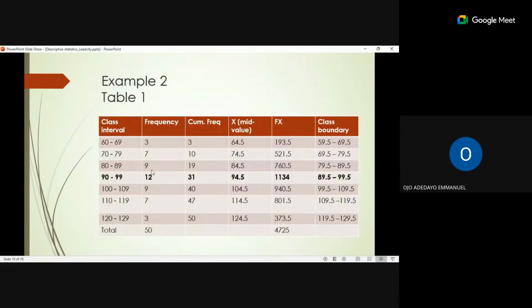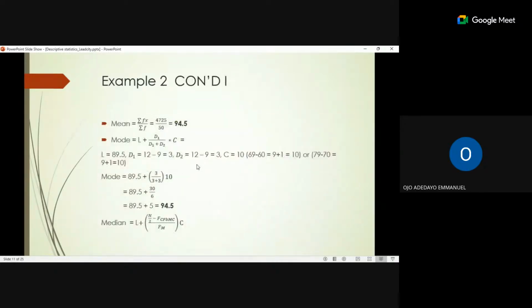Let's go back to our table. The frequency of the modal class is 12, which is the highest frequency. Now the frequency before you get to the modal class is 9. Before you get to 12, we're going to get to 9. So now by the time you do 12 minus 9, you are going to get your D1. That's what we have here. 12 minus 9, which is 3, is our D1.